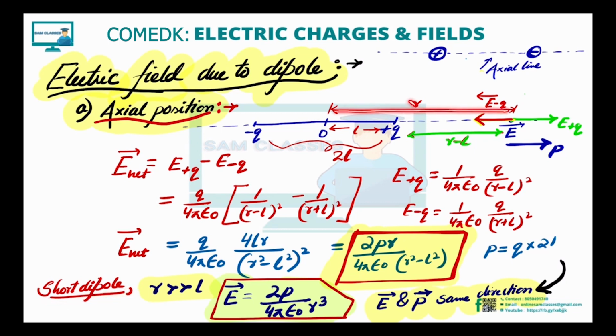Now there is again a small concept of a short dipole. What is a short dipole? If this R length becomes much greater than this dipole length, we can neglect the L square. So in that scenario, what will be the formula? Electric field is equal to 2p by 4 pi epsilon naught R cube. So these two formulas are very important, students.